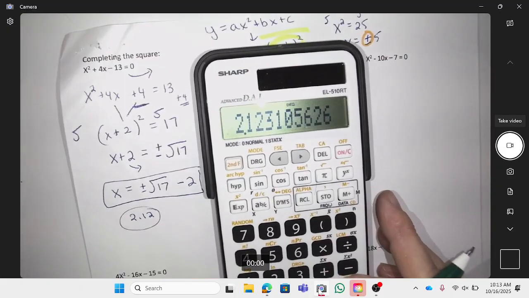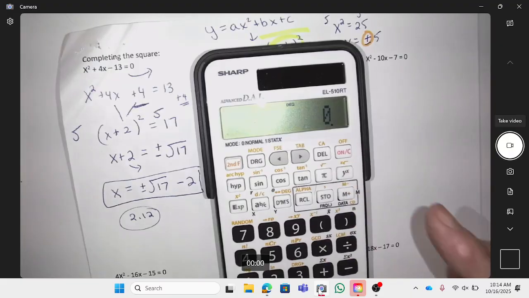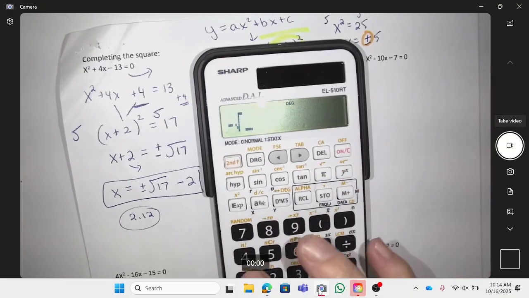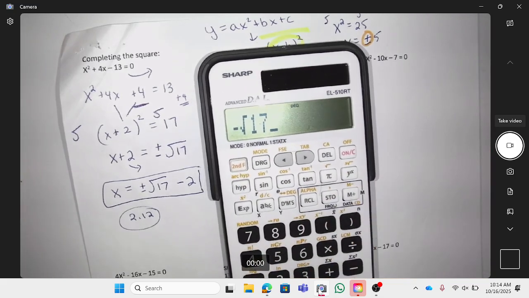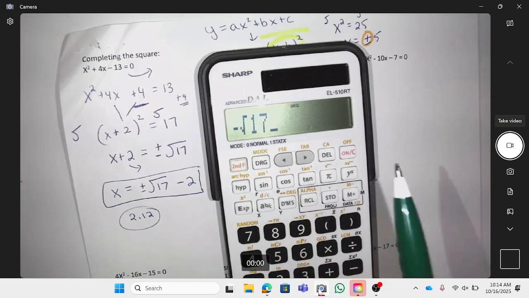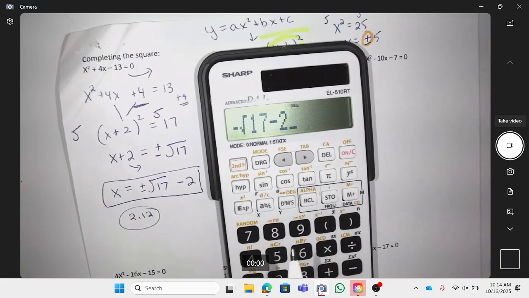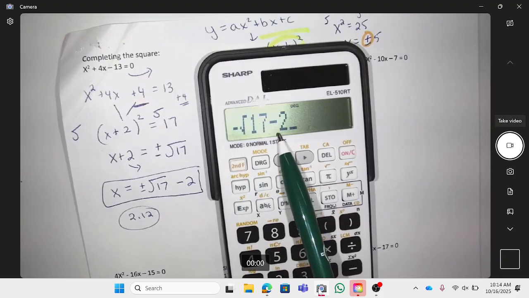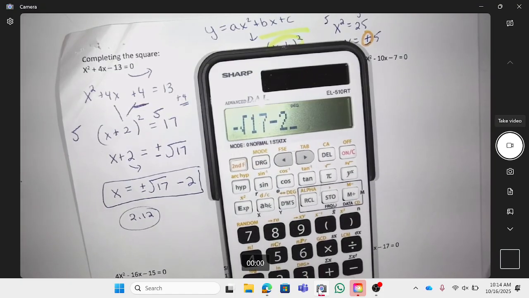How do I do the other version? Because there's two answers. So I would do negative root 17. Do you notice how I wrote it in the front? Okay, I can't write it inside the square root because that would make it impossible. Subtract 2. Do you guys know your calculator buttons? This is negative and this is subtract. They're two different buttons, right?